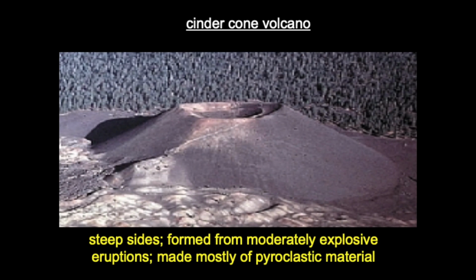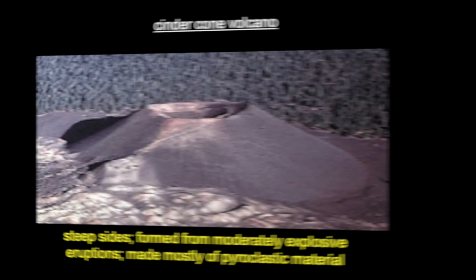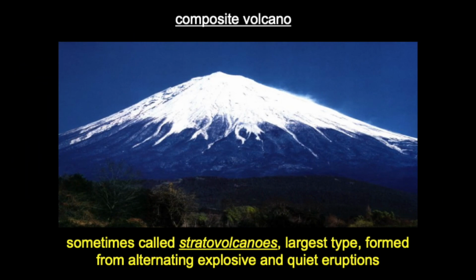And just as we have the shield volcano, we also have a cinder cone volcano. They have steep sides, and are formed from moderately explosive eruptions, and they're made mostly of the pyroclastic material that is accumulated around the vent. Sometimes called a stratovolcano, this is a composite volcano. It's the largest type of volcano. It's formed from alternating explosions and also quiet eruptions.